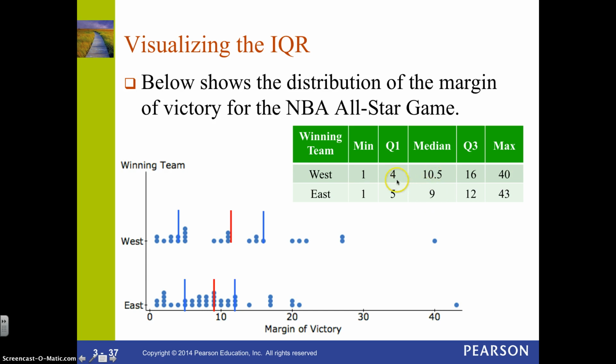So for the West, the middle 50% goes from 4 to 16, and you can see that it has a much wider spread for that middle 50% of your data. Versus the East, that only goes from 5 to 12, so its measure of spread for the middle 50% is much closer together. There's not as much variation in the margin of victories for the East as there is for the West.